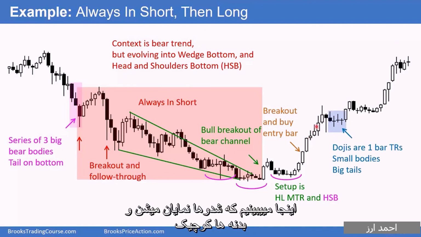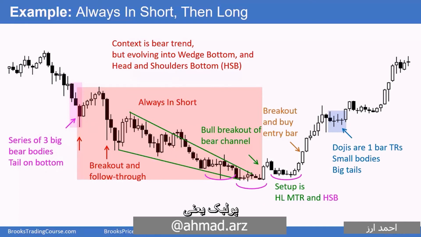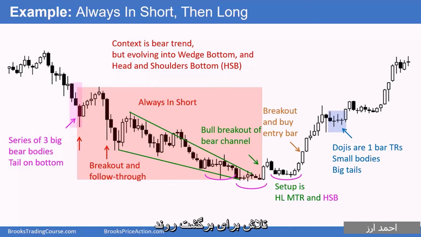Over here, the tails are starting to become prominent. The bodies are getting small. Each doji is a 1-bar trading range, and here it's forming a pullback. When I refer to an attempt at a reversal as a pullback instead of a trading range, that means I believe the trend will resume instead of reverse. Each one of these bars is a 1-bar trading range, a doji bar, and together they form a slightly bigger trading range.